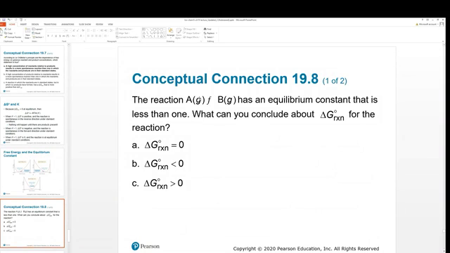So a reaction, remember this weird F, A to B, has an equilibrium constant that is less than 1. What can you conclude about delta G of the reaction? So K is less than 1. That means the reactants are favored, right? Well, good, more reactants. Now, is delta G of the reaction, remember the delta G just means the forward reaction, going to be spontaneous in the forward direction or not spontaneous in the forward direction, if the reactants are favored?